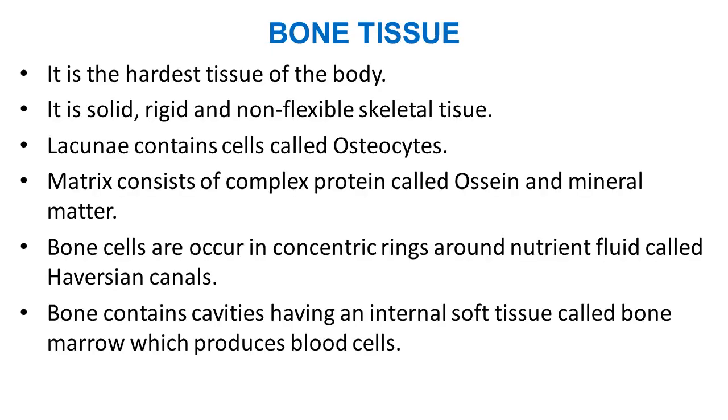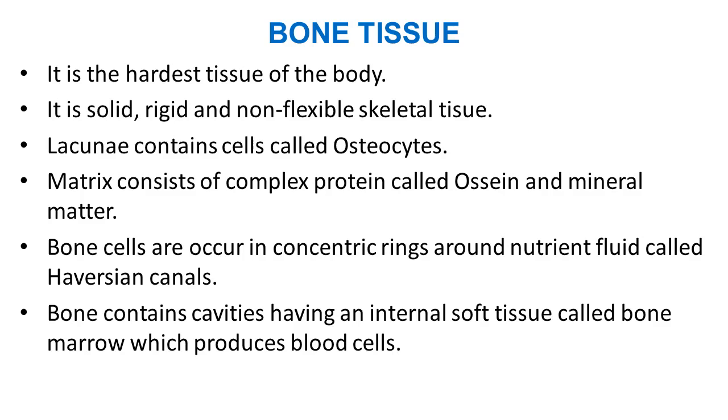Now coming to the bone tissue first, we shall look into the features of the bone tissue. We know that it is the hardest tissue of the body, and there are 206 bones in our body. It is solid, rigid and non-flexible. It contains cells known as osteocytes. The cells of the bone are referred to as osteocytes, and they are present in that fluid-filled space called lacunae. The matrix consists of complex proteins called ossein and mineral matter.